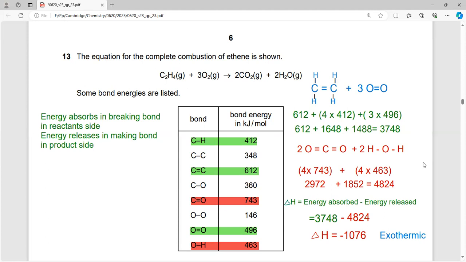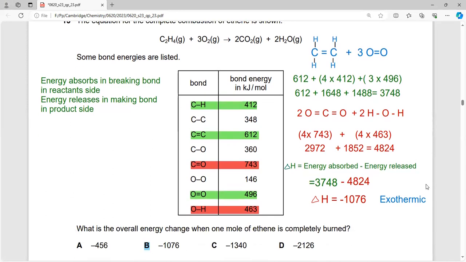On the product side, 2 carbon dioxide molecules are produced. Each molecule contains 2 double bonds, so that becomes a total of 4. 4 multiply bond energy 743, plus each water molecule contains 2 hydrogen-oxygen bonds. There are 2 water molecules in total, so the total becomes 4 multiply 463. When we solve that, the total value is 4,824.